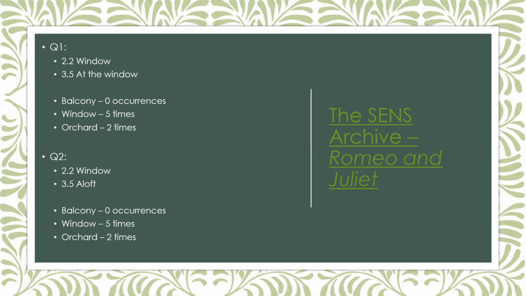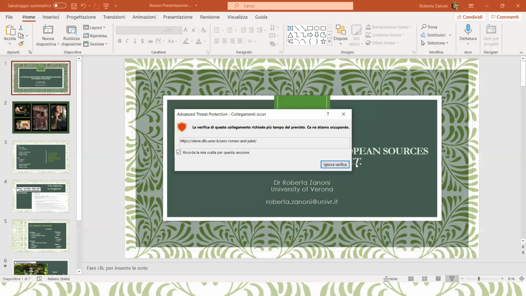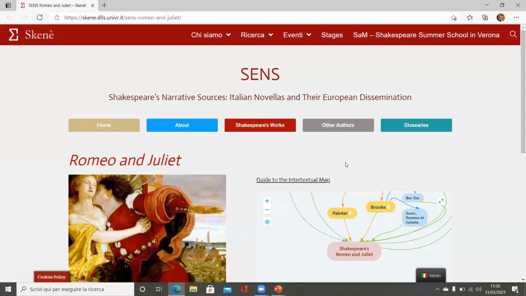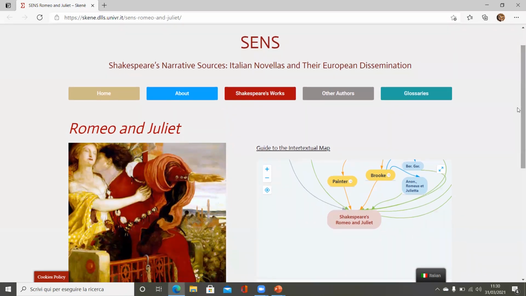if they have been mediated, I will use the SENS archive, which is an archive created by the Skenè Research Centre from an idea of Professor Silvia Vigliazzi, and in collaboration with the Skenè Research team, with which I collaborate, and I have created the design of the archive and of the website of the Skenè Research Centre. So this is the SENS archive. So this is a page of Romeo and Juliet on the SENS archive.